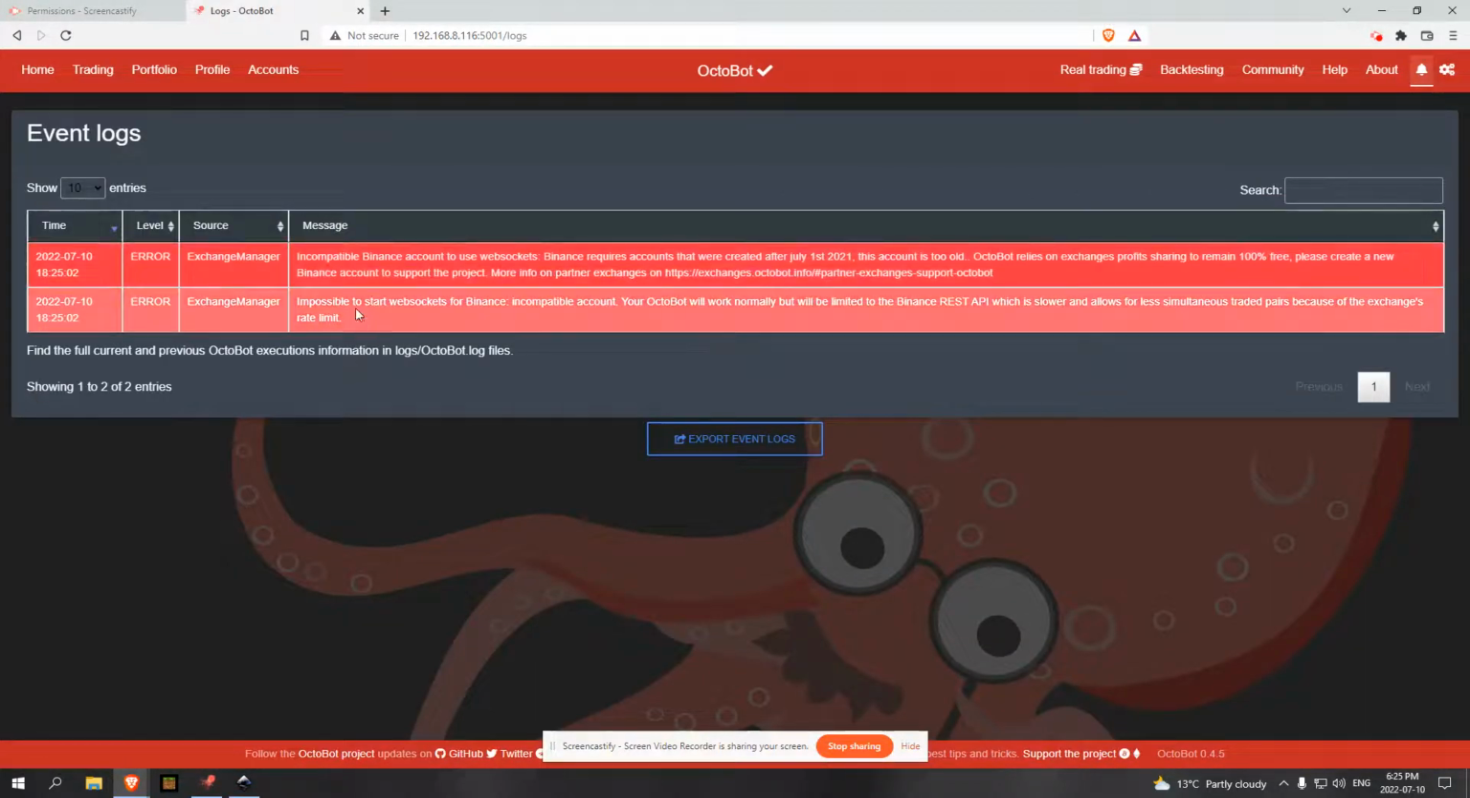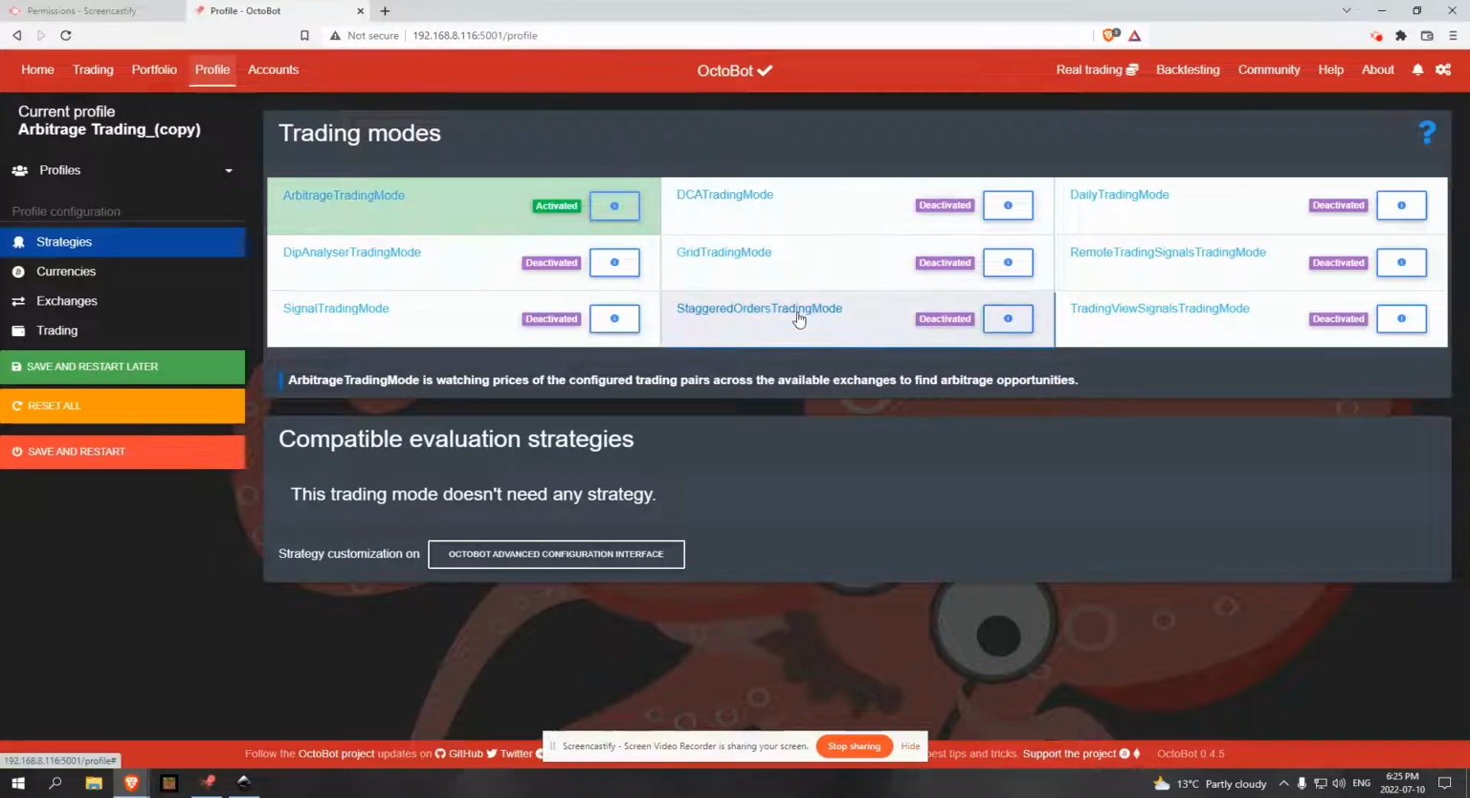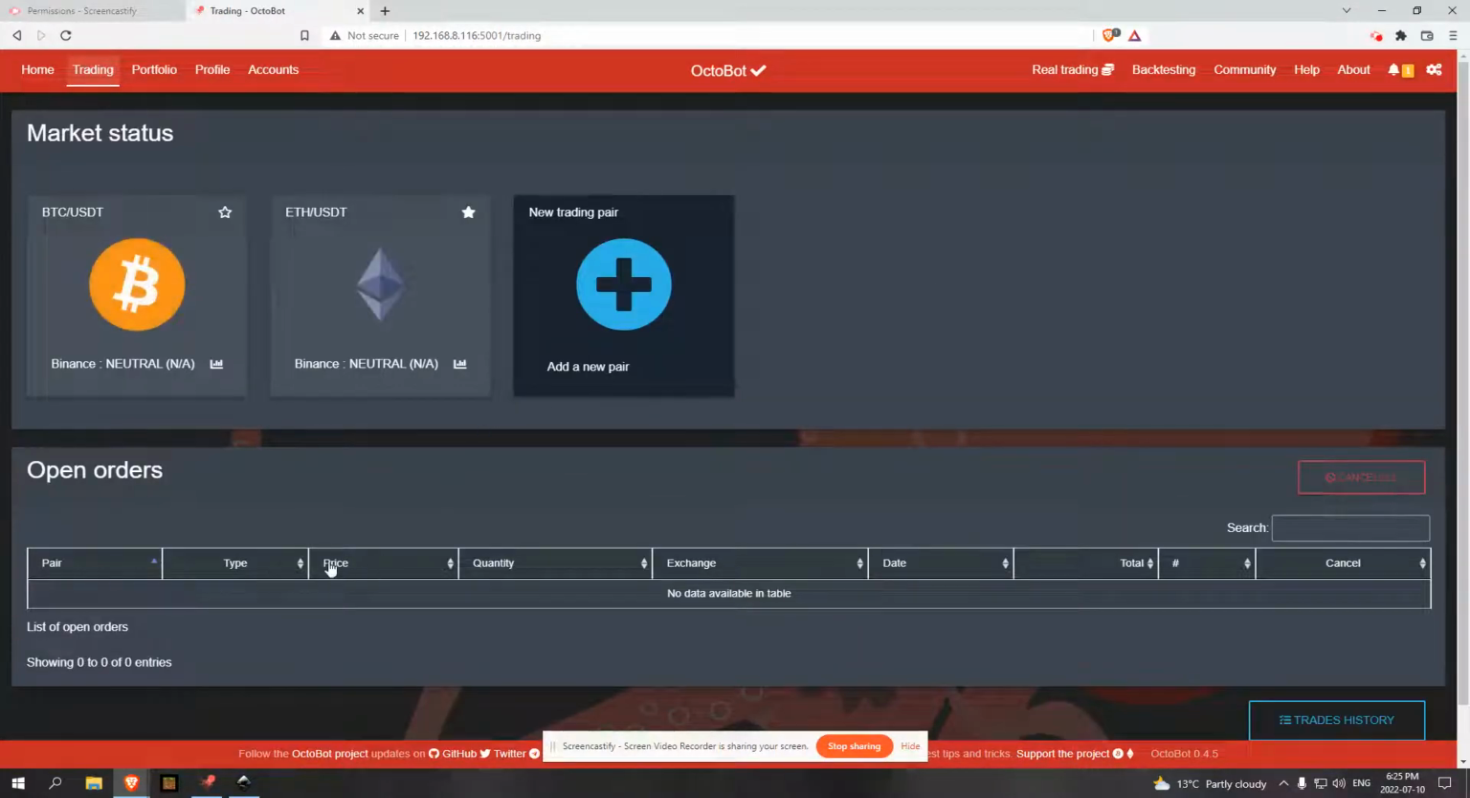Let's see what errors I'm getting this time. Incompatible account uses WebSockets. Okay, I'm just going to ignore that, because instead of using WebSockets, it just uses the REST API, which is slower, but it still functions at least. Okay, so arbitrage is now active. Let's go to trading.